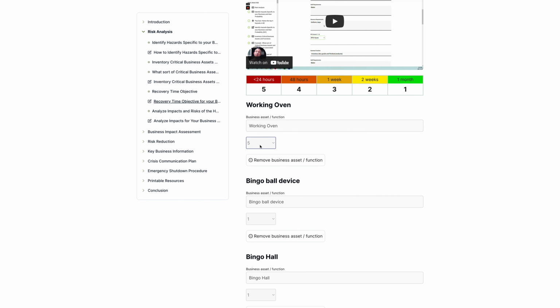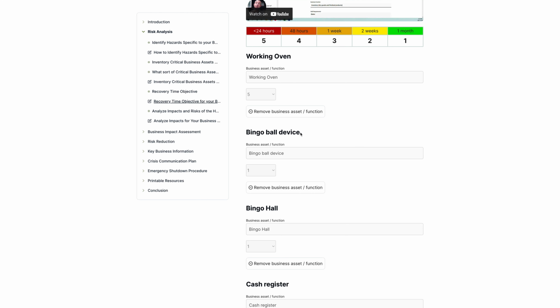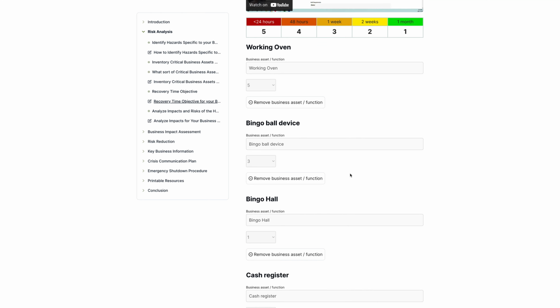We now have that as a score of 5, and we can move down the chart and see that our bingo ball device is also very important. It's a critical business asset. But we only have bingo once every week. So if we look back up at our chart, we can give this an RTO score of 3, because we have up to a week that this can be offline before we start to really impact the revenue we bring into the business. We're going to set that as a 3. We're going to keep going.